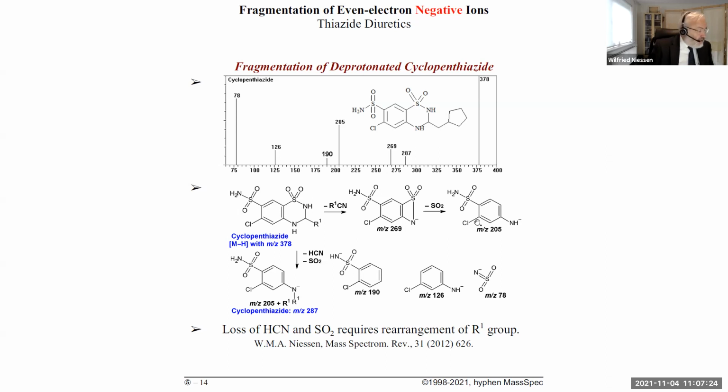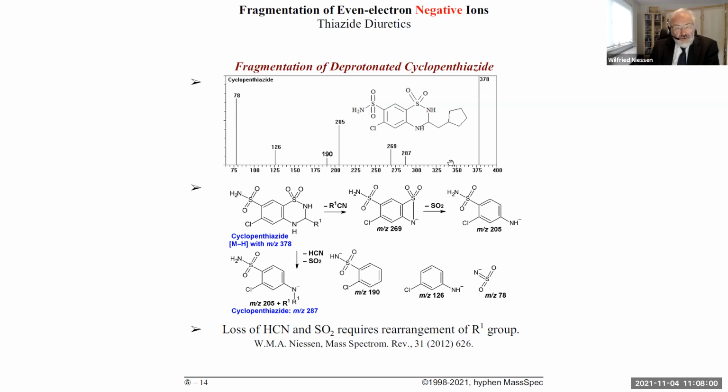For the solver, I have two more spectra and two more compound classes. For the first of the two, I move to the negative ion mode, and I look at the thiazide diuretics. They look like this, and they have different side chains on the molecule. Sometimes they have a chlorine, sometimes they don't, and so on. In this particular case, we look at the spectrum of this compound, but the fragmentation is basically similar to what we always see.